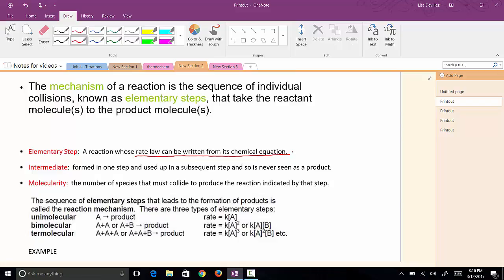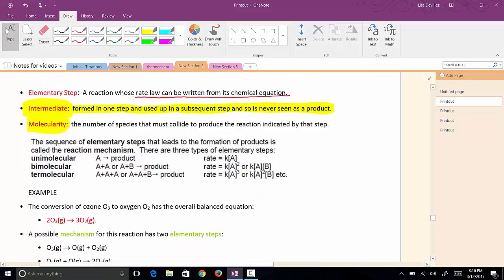A couple of terms here. Intermediate. An intermediate is a product or a compound that is formed in one step and that is used up in a subsequent step. So it's something that does not appear in the balanced molecular equation. The other is molecularity. Molecularity tells us how many collisions are occurring in that step.